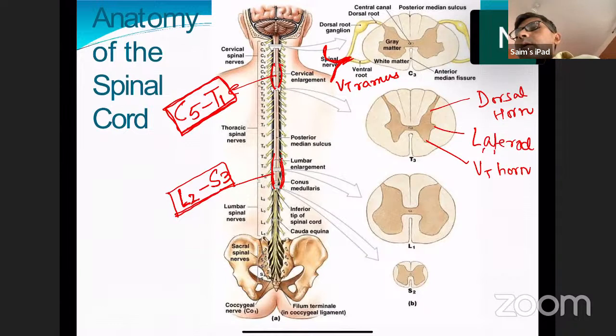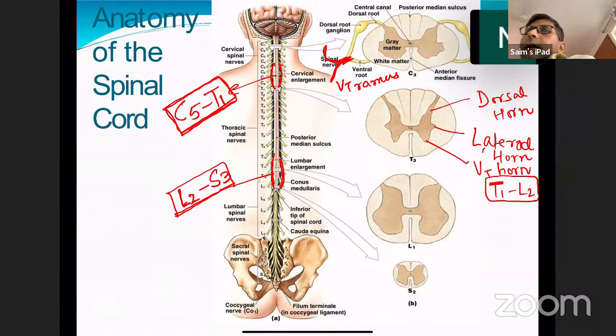This is the lateral horn of the gray matter. What I want to tell you is that in the thoracic region, sometimes in the section of the thoracic region, you see a lateral horn also, and this lateral horn gives rise to the sympathetic fibers. Sympathetic fibers from T1 to L2.